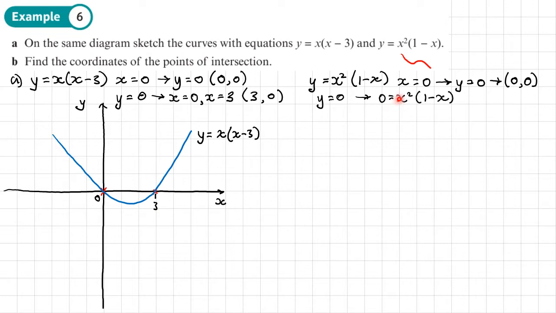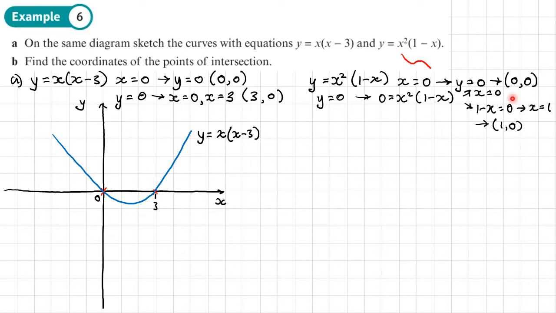So just like before, when x is 0, y will be 0, so it's going to be one of the solutions, x equals 0. And then the other solution is going to be when 1 minus x equals 0, which gives me a value of x equal to 1. So one coordinate is going to be 0, 0, which I've already got, and the other coordinate is going to be 1, 0. So we'll just put that down, 1, 0 here.